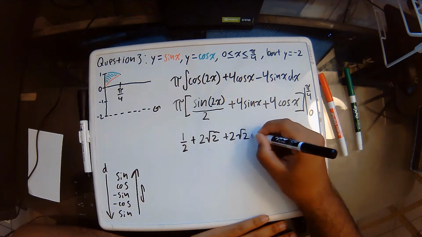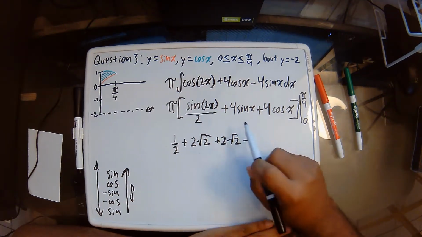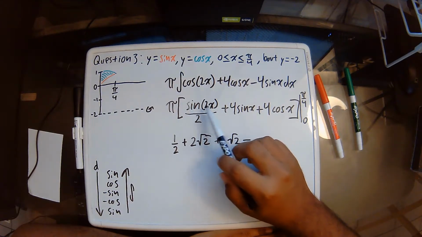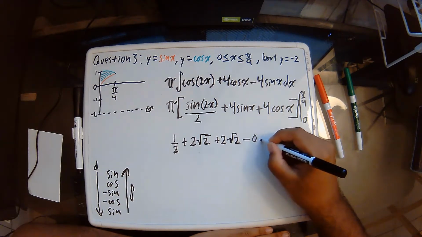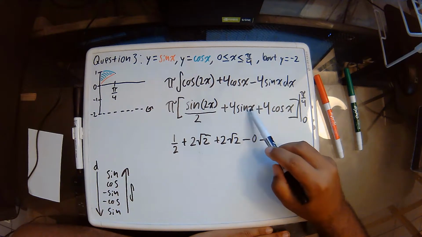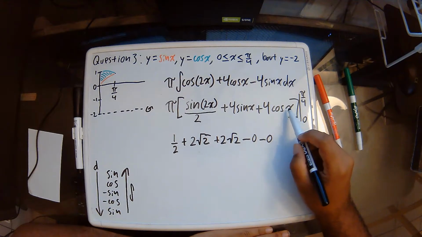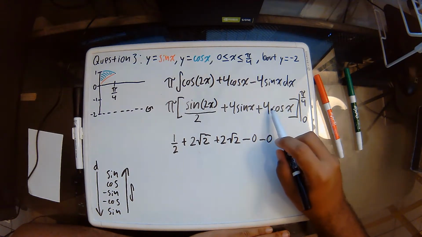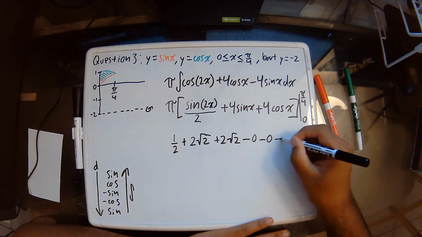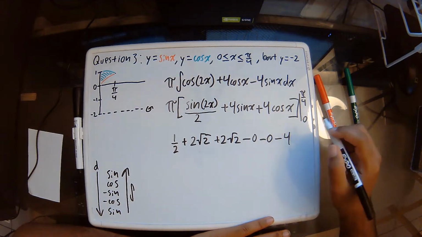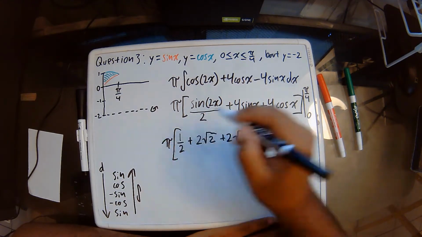And this is being subtracted by when you plug in 0. So when you plug in 0 into here, you get sine of 0. Sine of 0 is 0. 0 over 2 is 0. Minus, and we keep on going. Again, sine of 0 is 0. 0 times 4 is 0. Cosine of 0 is 1. 1 times 4 is 4. And we're subtracting now. It'll be minus 4. And this is all being multiplied by pi.